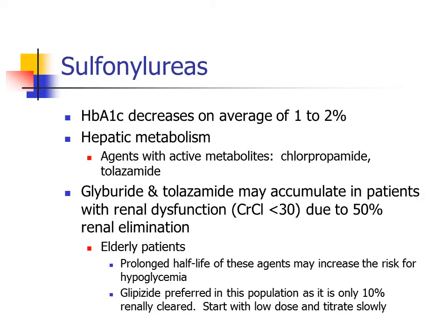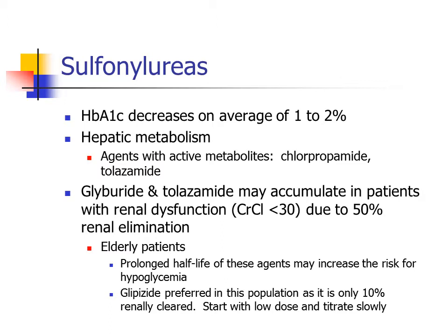One important point that I want you to remember is that glyburide and tolazamide may accumulate in patients with renal dysfunction, which we classify for these purposes as creatinine clearance less than 30. The reason for this is these are 50% renally eliminated, and as you can see, tolazamide does have an active metabolite. So if we're prolonging the half-life of these agents in patients with renal impairment, we're increasing the risk of hypoglycemia from these agents, because hypoglycemia is a side effect associated with the sulfonylureas.